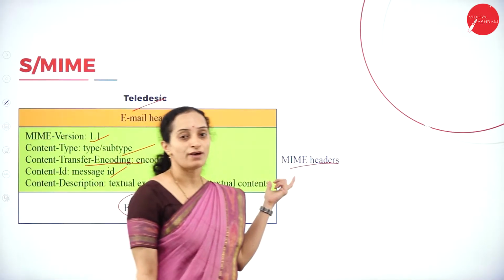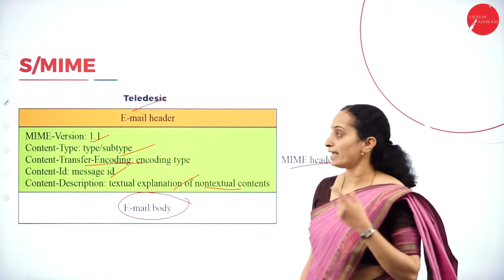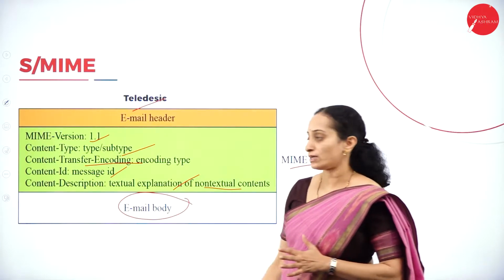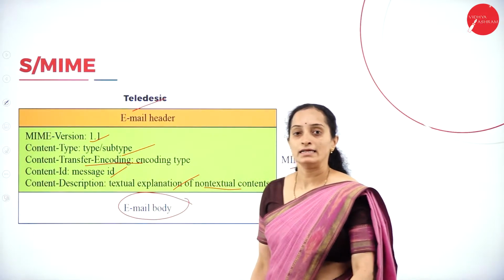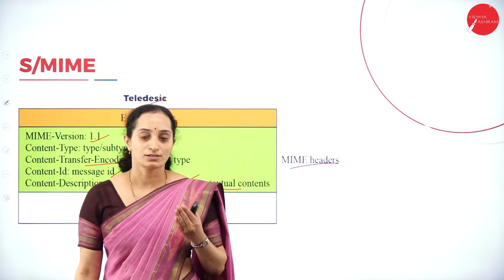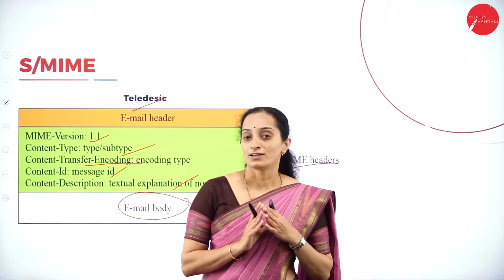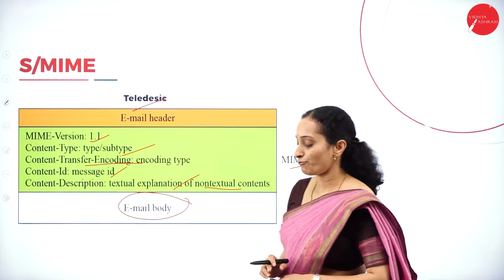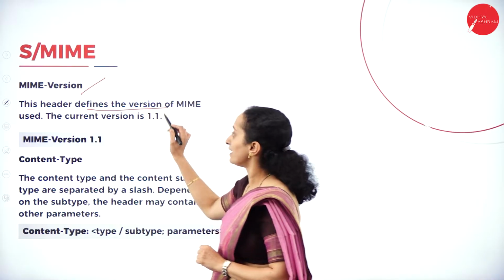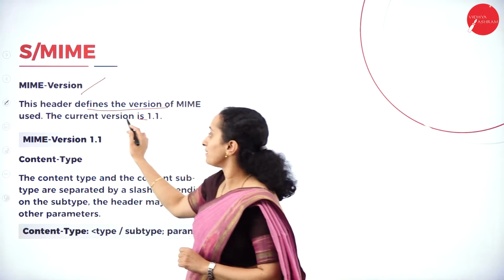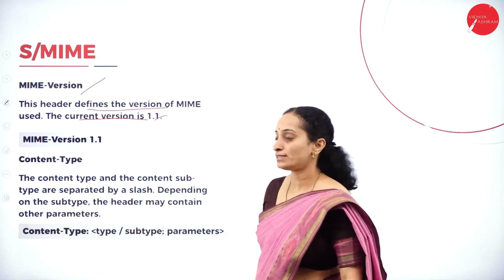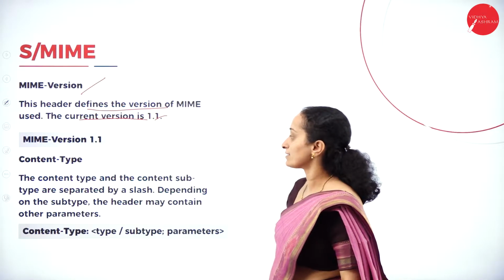This is the structure of a MIME header, not S/MIME. This is the normal MIME structure, which has these many descriptions or parameters before it is used for converting non-ASCII data to ASCII form. The version header defines the version of MIME that is used. The current version we use is 1.1. So here we have the version number.